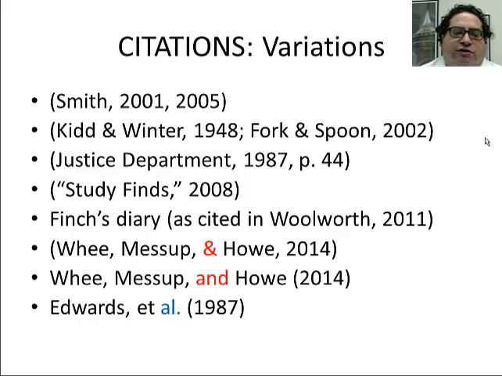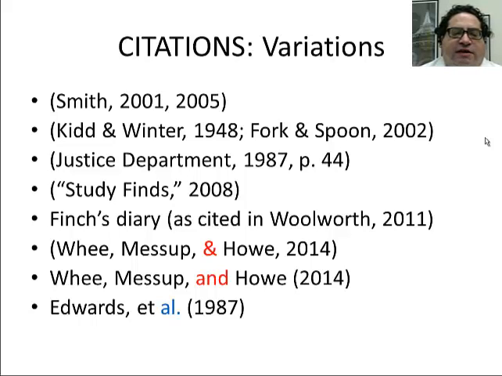Next example is one of those where we didn't state the author, so use the beginning part of the title of, in this case, an article. The title, and then 2008 is the publication date. This next example, Finch's Diary, as cited in Woolworth, 2011. This is what APA calls a secondary source, and they warn about using it. They say to use it sparingly.